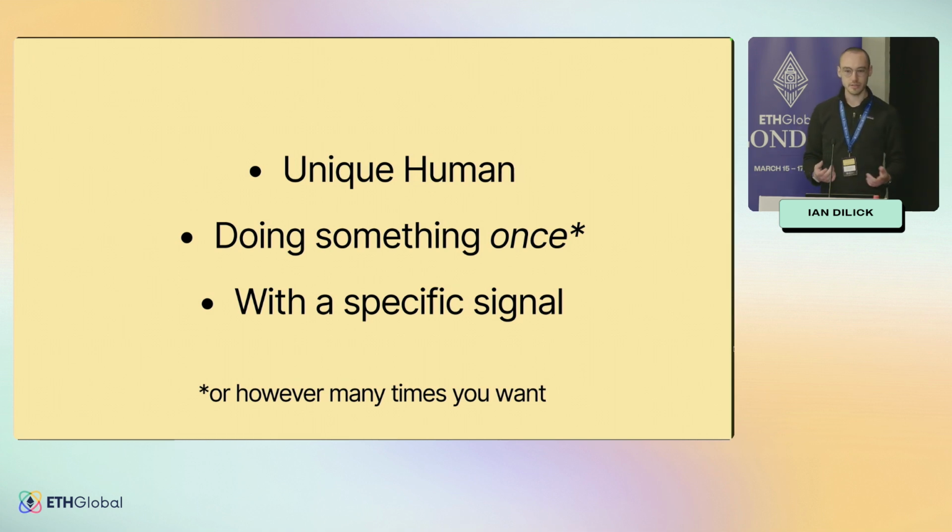With Incognito Actions, you can know that your user is a unique human doing something only once, or however many times you want. You can set that to be unlimited if you'd like. You can let someone do something just 3 times and with a specific signal. And that signal is a piece of extra information that you include with the World ID proof that can't be tampered with. So for voting, for example, that could be which person someone's voting for in an election. So you know that when the user verified with World ID and created that proof, they wanted to vote for this person. And when you're verifying that proof, you can ensure that the correct vote is actually counted.